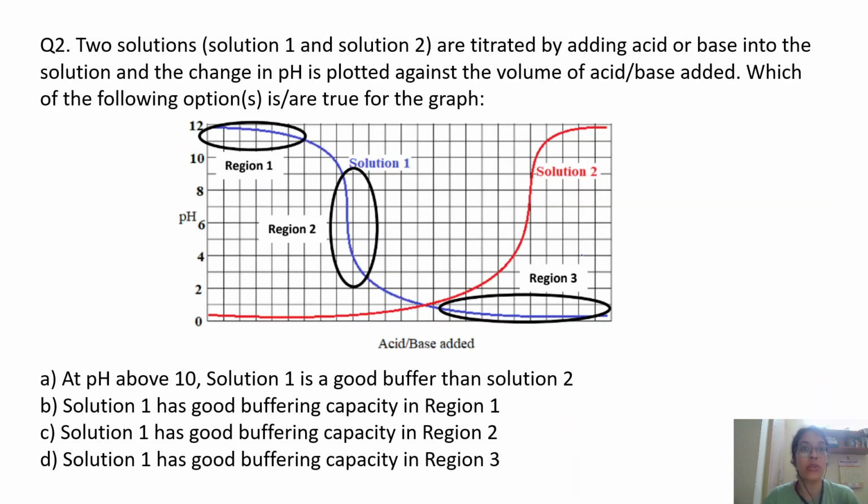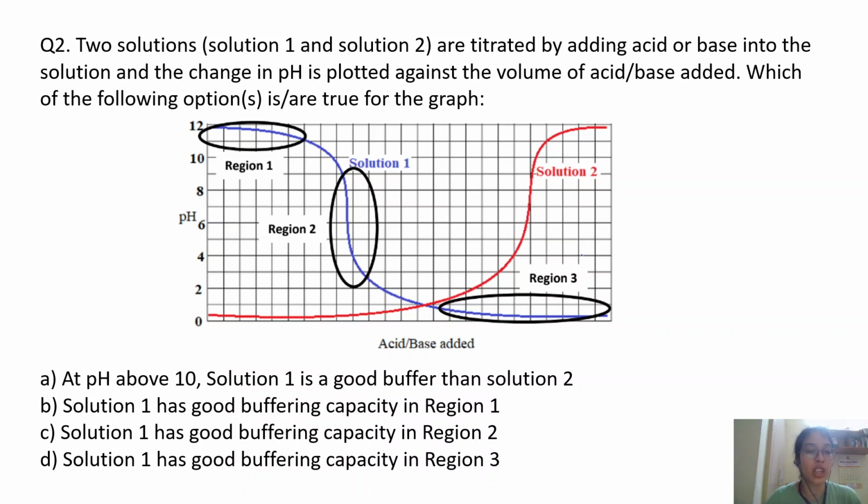Two solutions, solution 1 and solution 2, are titrated by adding acid or base in the solution, and the change in pH is plotted against the volume of acid or base added. So like the previous question, we are seeing this thing. Which of the following options are true? Various regions are marked in the graph. One is solution 1 and the other is solution 2. First of all, we have to know which solution is representing titration by acid and which solution is representing titration by base. Okay, then you can answer the following question.